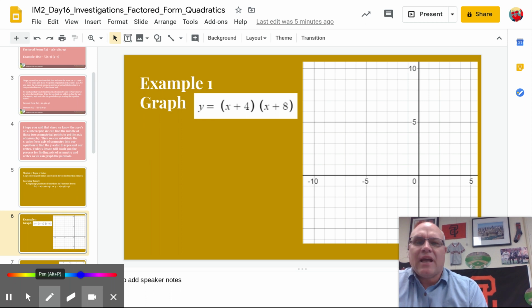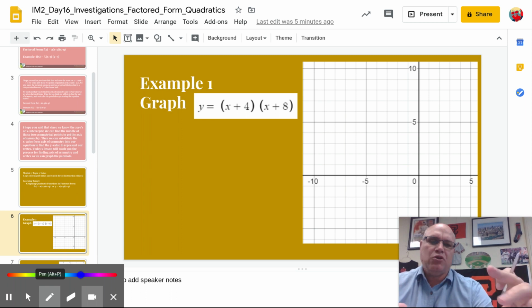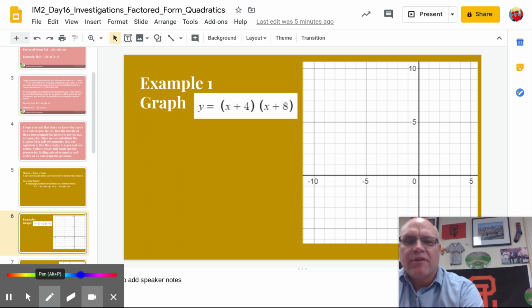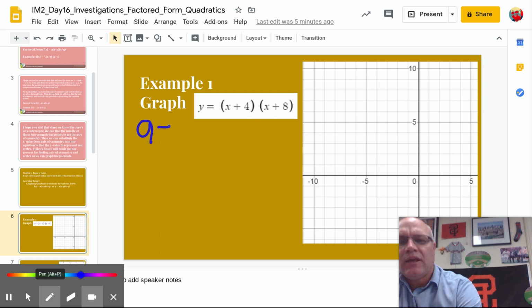All right, our first example for graphing a parabola when we're given a quadratic equation in factored form. So we know the form is y equals a times x minus p times x minus q. And the a value is the number in front of the two binomials. And since there's no number there, we know that a equals 1.